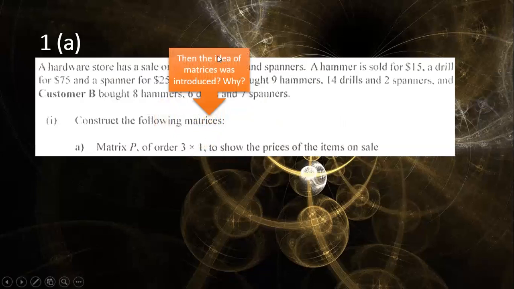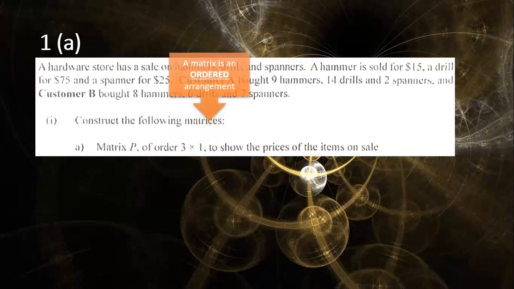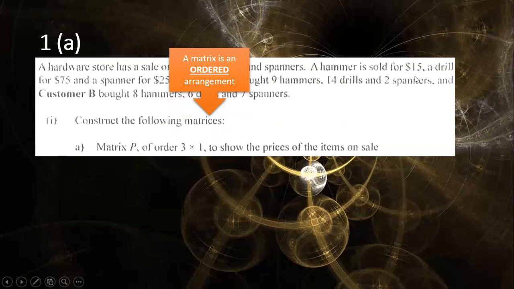That's interesting because just after they place these things in a particular order in the question, the idea of matrices was introduced. The question is, why was the idea of matrices introduced right after? The answer is a matrix is an ordered arrangement. That's very important. The matrix is an ordered arrangement, and the order of the tools in the question is indicative of how your matrix should look.